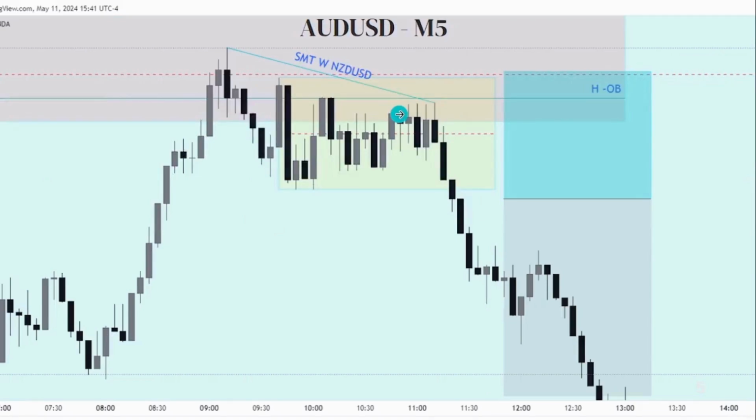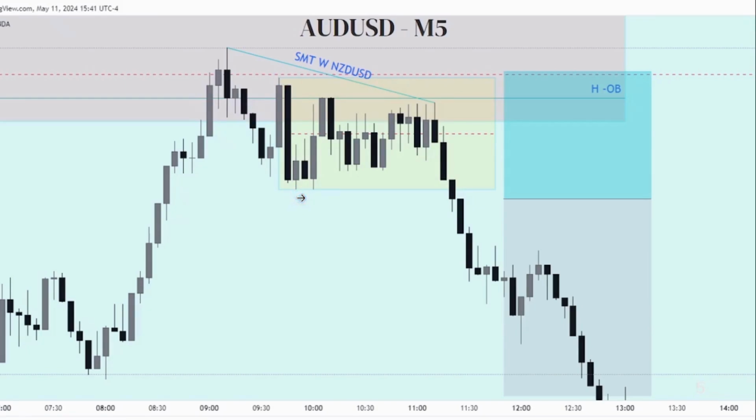Now we will drop down to the 5-minute time frame. When price taps this breaker and hourly OB, we drop down to the 5-minute time frame. At the 5-minute time frame, we get an SMT with NZDUSD right here. If we have an SMT with NZDUSD, this high will have taken out this high in NZDUSD. So this move right here becomes our breaker block for AUDUSD. You should understand it very well, guys. This is a breaker block.